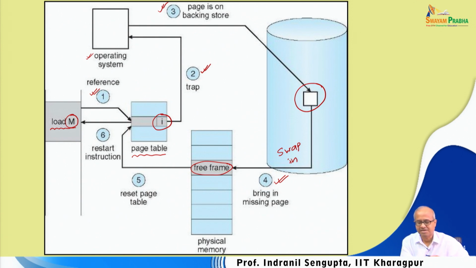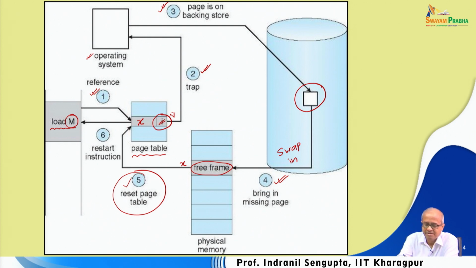And once it brings in, it will have to reset the page table. This is step 5. So, what do we mean by resetting the page table? See, once it is loaded into some of the free frames, let us say the free frame number is x, it will be storing this value x in the corresponding entry in the page table. And secondly, this I flag will be marked as V. Now, this will become valid. So, it is like this the page table will get updated.